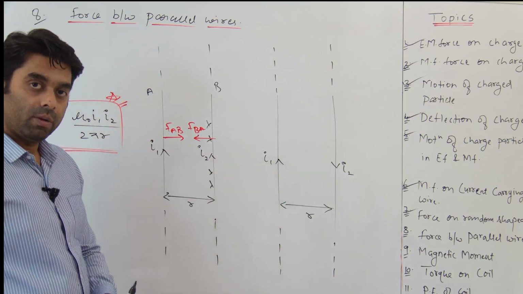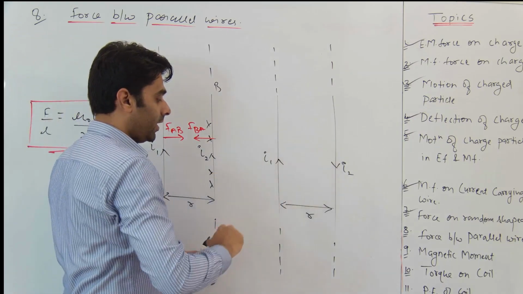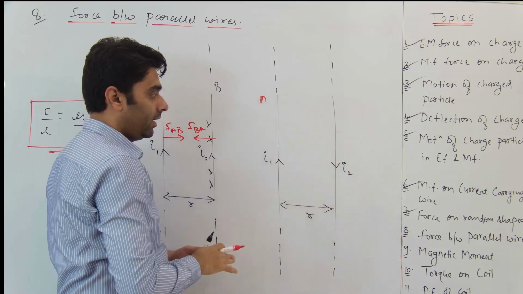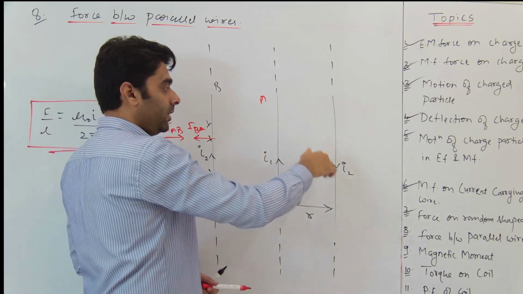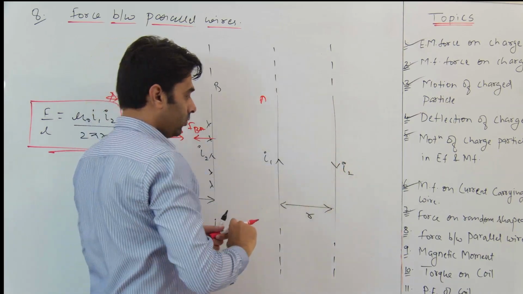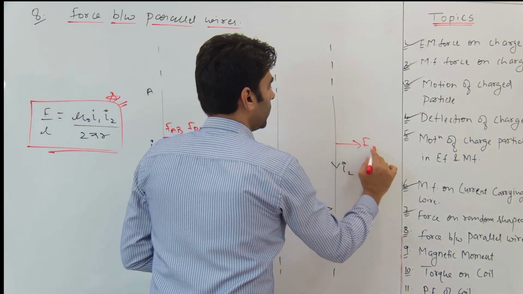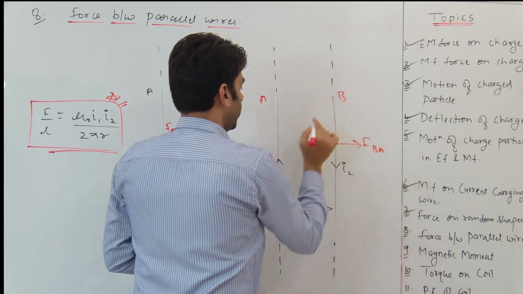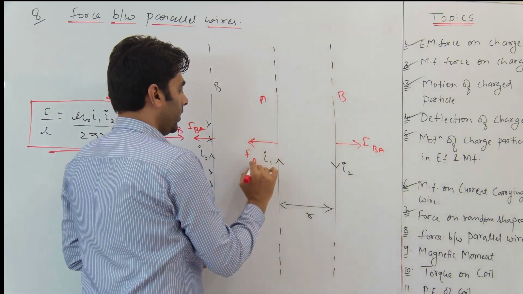What difference will come over here? Let us see. Wire A is producing magnetic field in inward direction, right? And if we apply this L cross B over here, the force comes like this. So this is the force on B due to A, and similarly on this one it will come, force on A due to B.